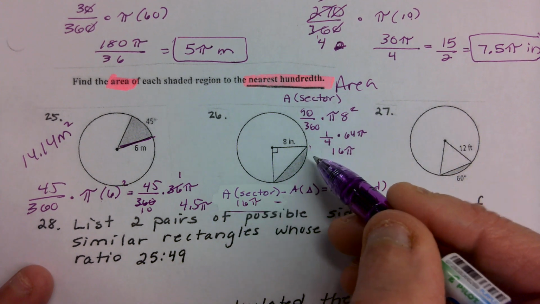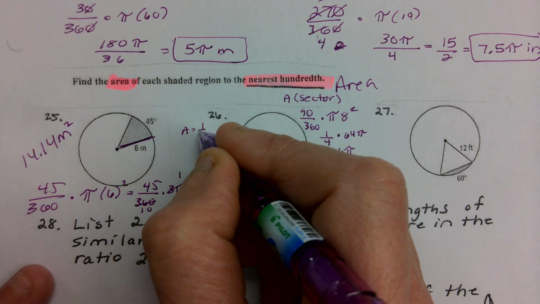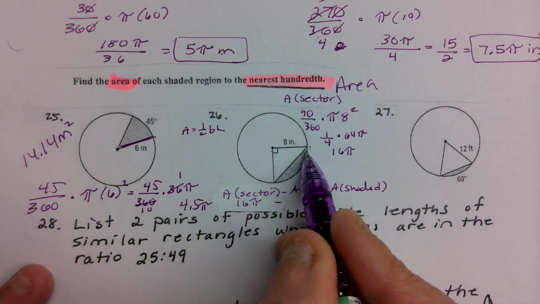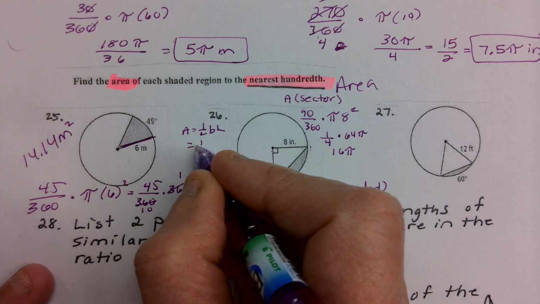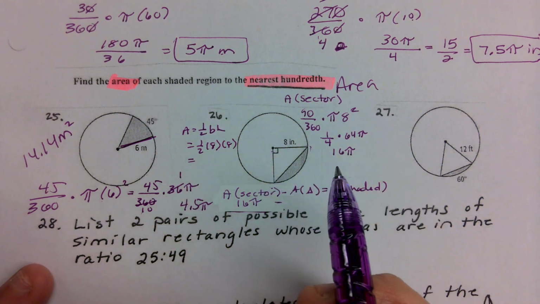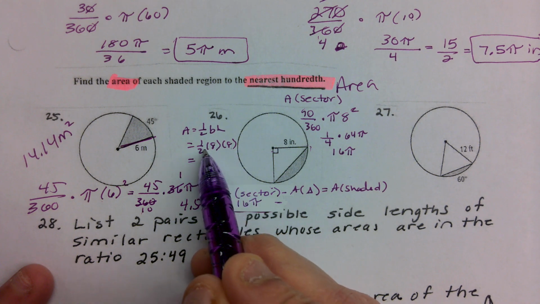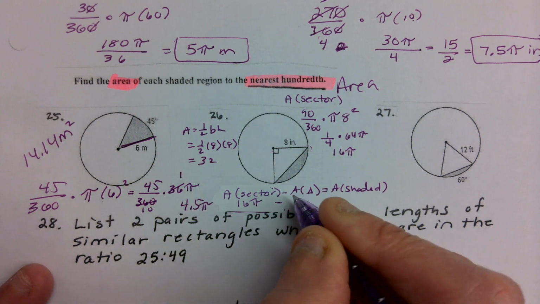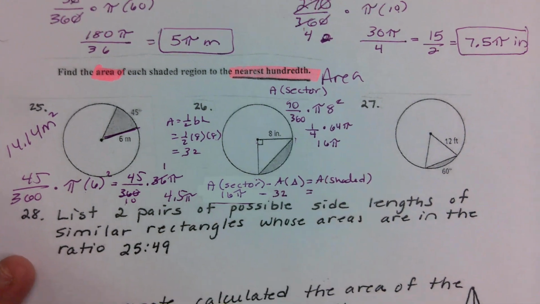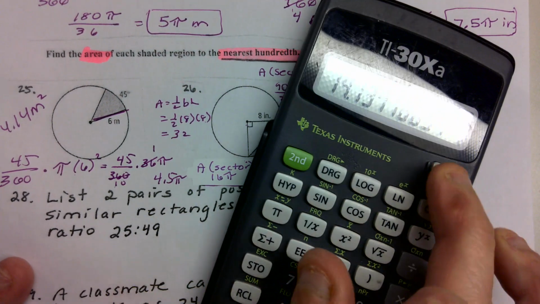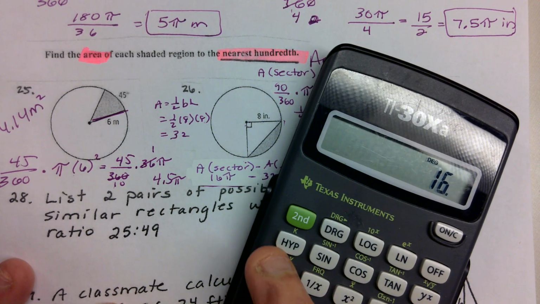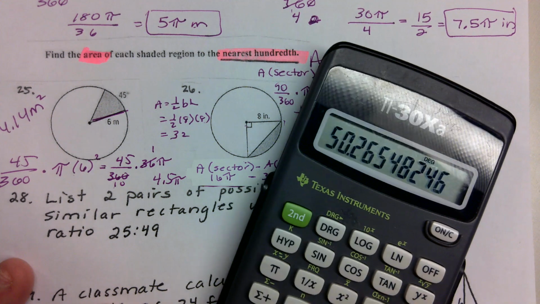Minus the triangle. 1/2 base times height. Well, the base and the height are the same. They're both 8. Longest video ever with my cold here. 64 times 1/2 is 32. And when I get that, I'm going to have my answer. So let's do it. 16 times pi minus 32.